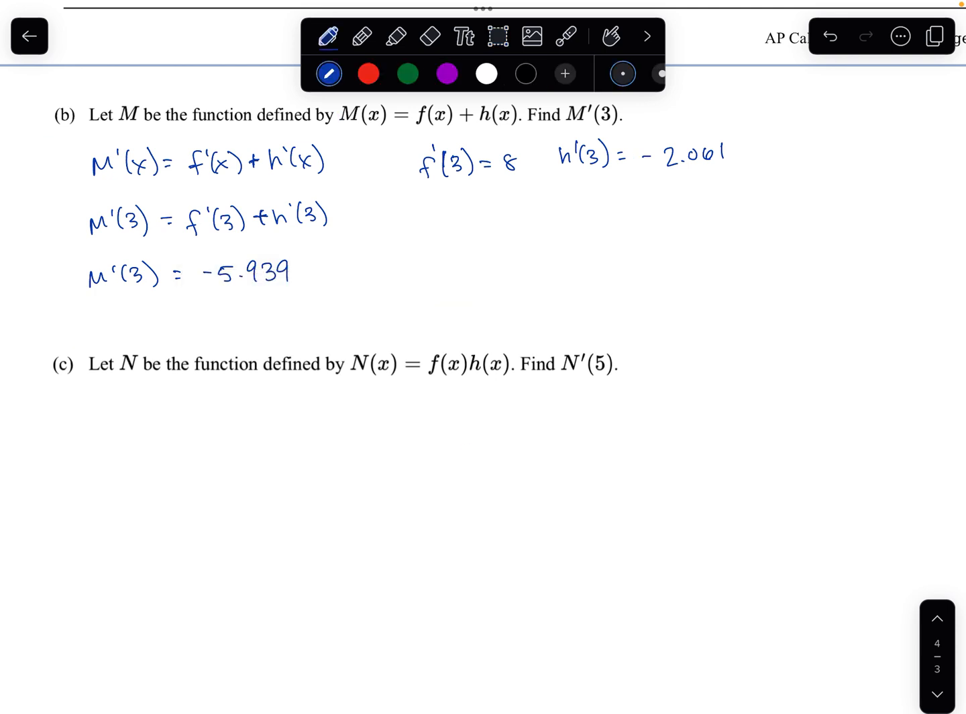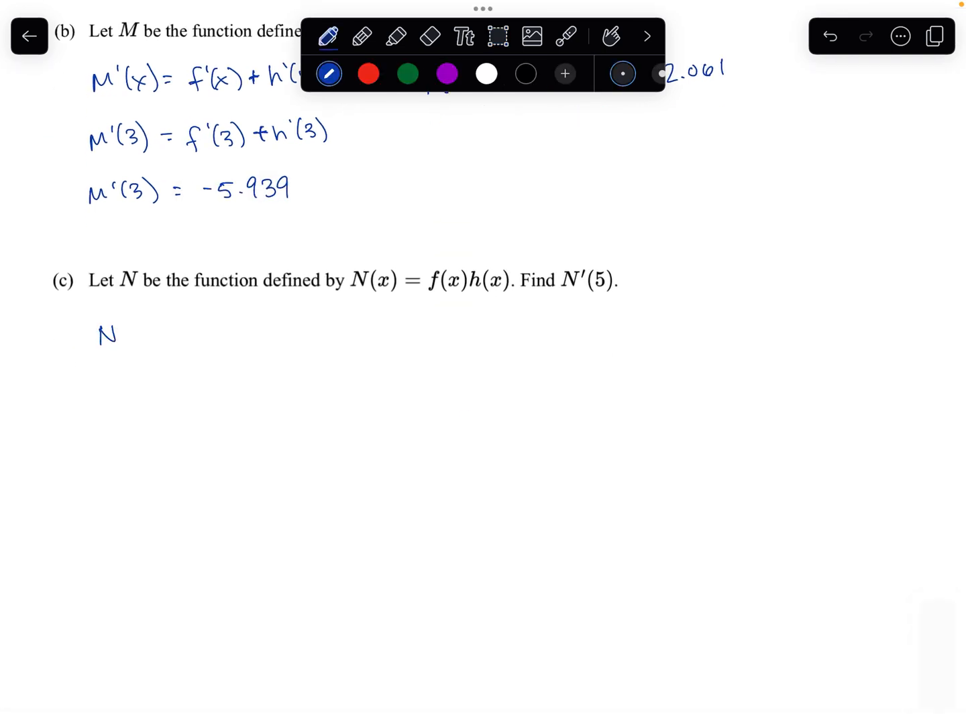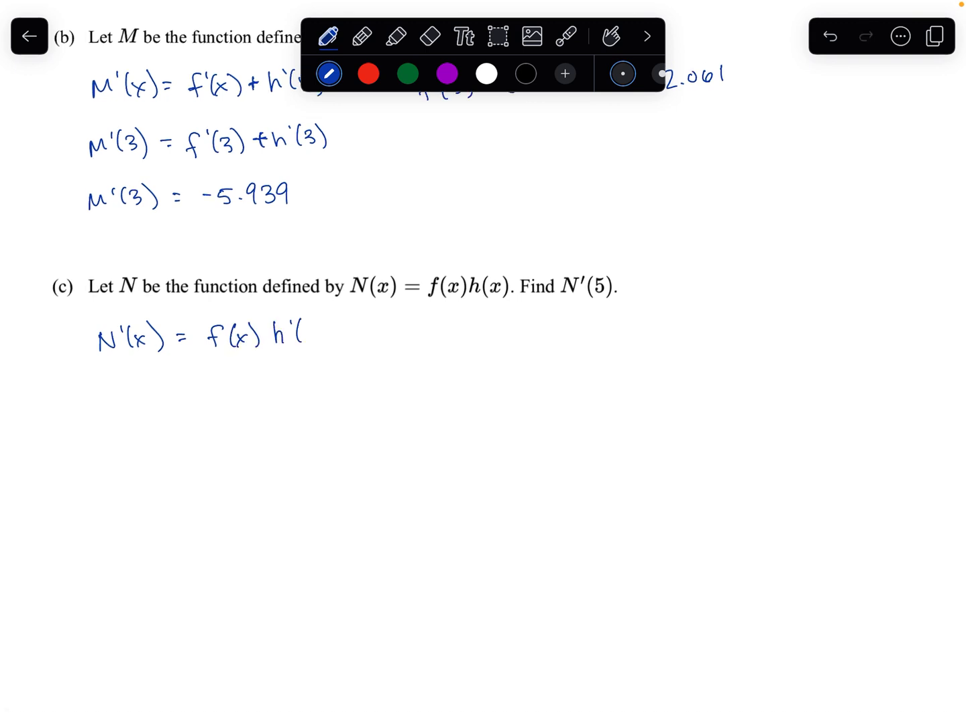Alright, so for 3 we have the function n. So let's do n prime of x. N prime of x is the product of the two, so we're going to use the product rule: the first times the derivative of the second, plus the derivative of the first times the second.